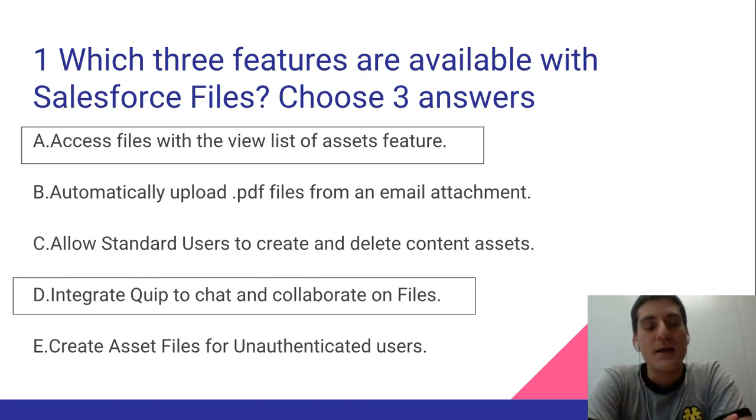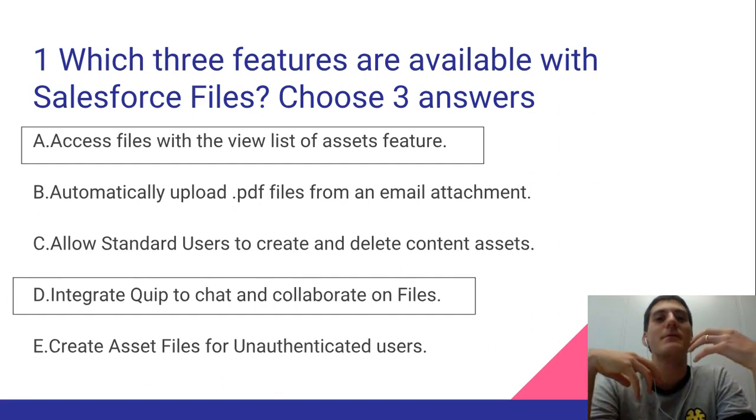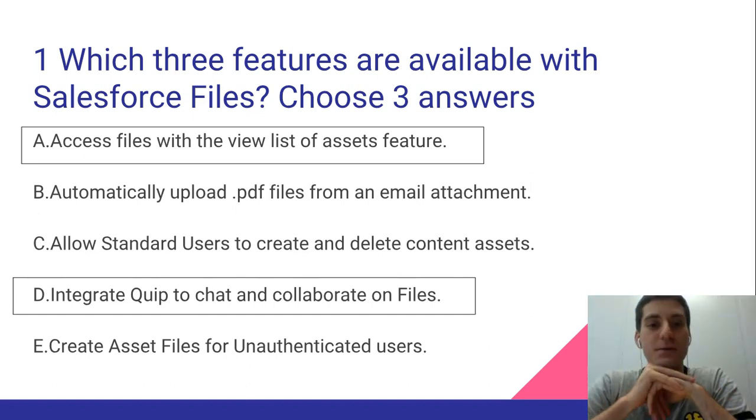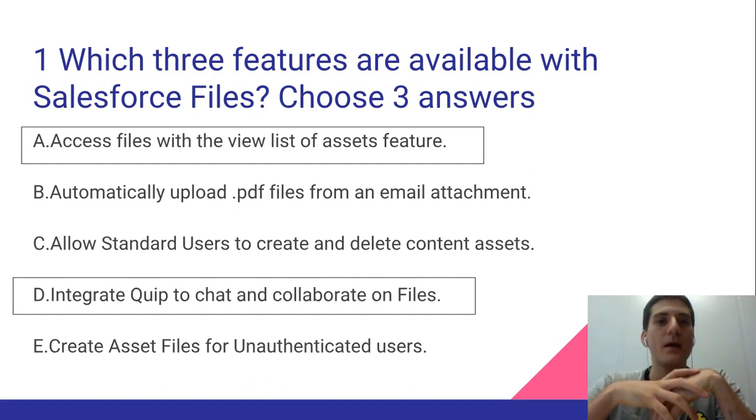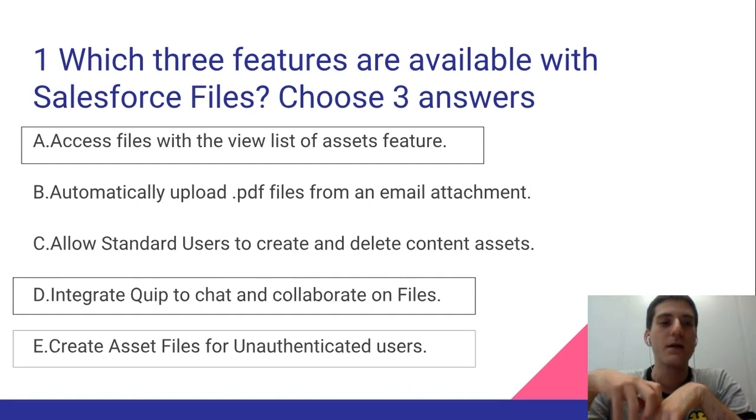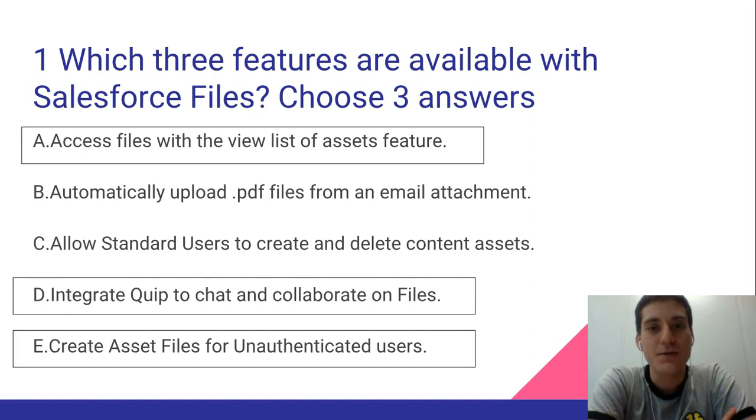And the reason why is because Quip is a feature that focuses specifically on collaborating, and files fits directly into that. So when we think about content assets and when we think about email assets, those are sort of external features, but we really want to think about the internal features. So Quip allows us to do that. And then obviously create asset files for unauthenticated users. When we think about standard users, we have a different feature for that. And when we think about unauthenticated users, we can use the asset files for that function.